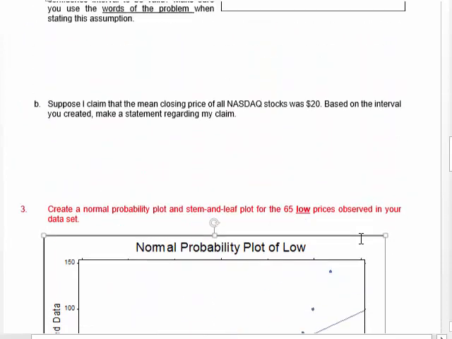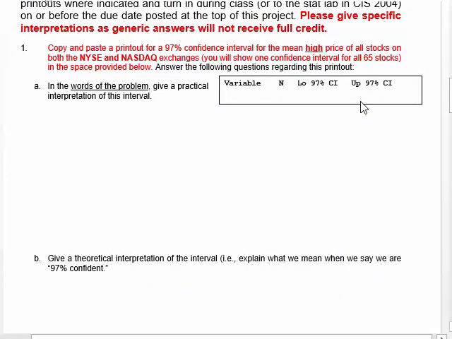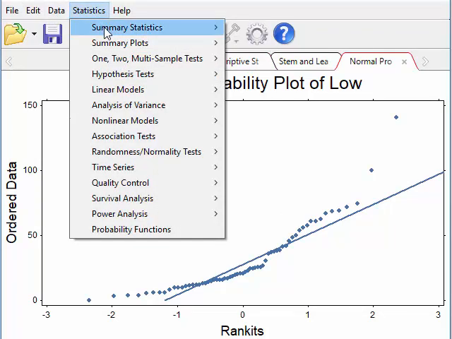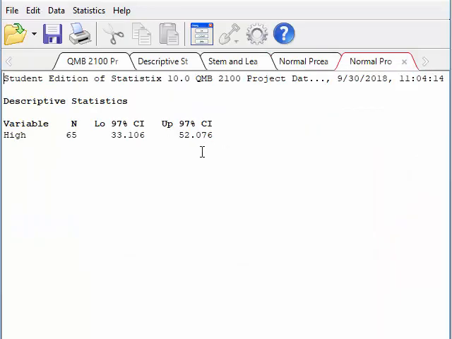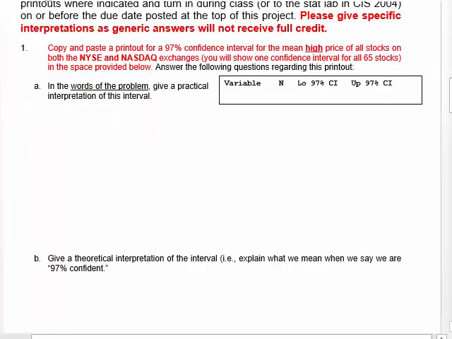Okay, easy enough. All right, now I'm going to go all the way up to the top, because again, I'm using the entire data set for these. I want a 97% confidence interval, and I'm working with the high prices. So now I'm going back to the summary statistics, descriptive statistics. I'm working with the high prices. Oops, there we go. I don't need that. I don't need that. I just need the sample size and the confidence interval. And I asked for 97, so I'm going to change that number there. So high, 97, just these two boxes. And this is the printout I want.